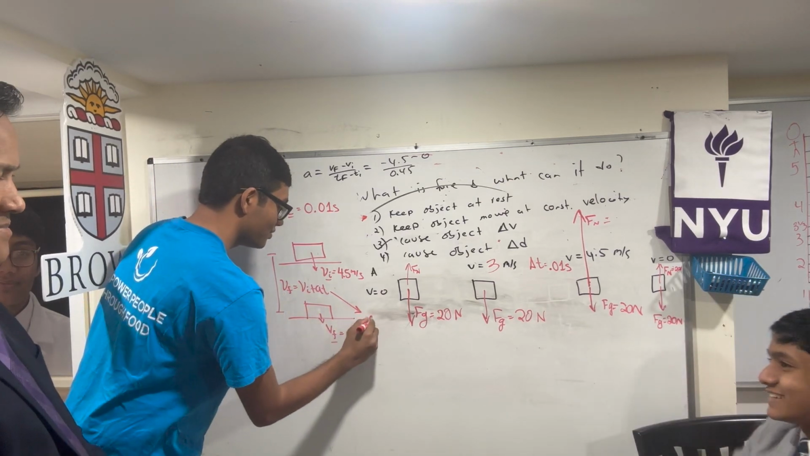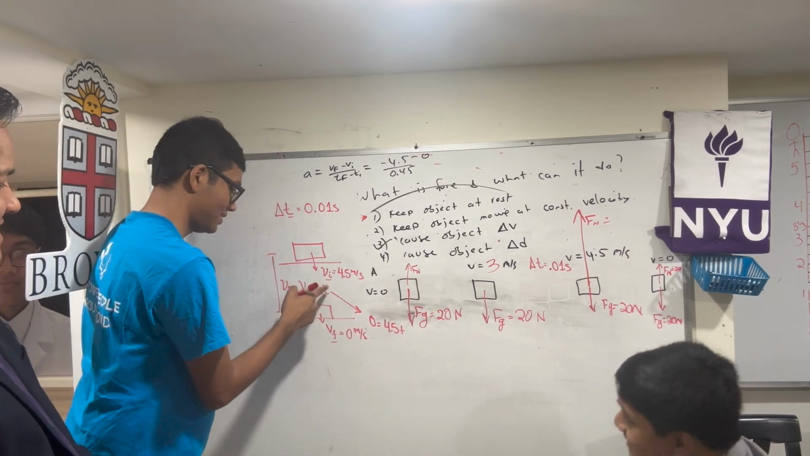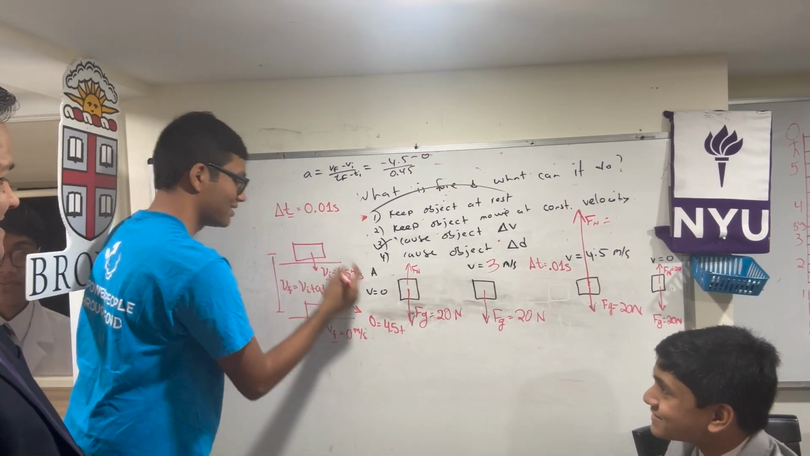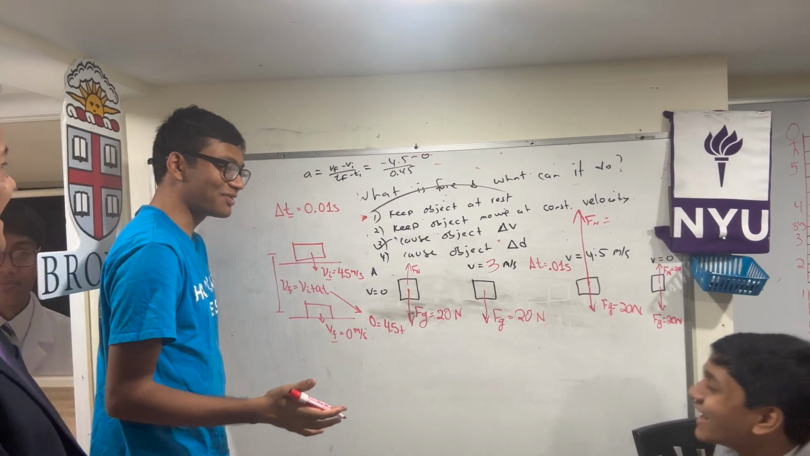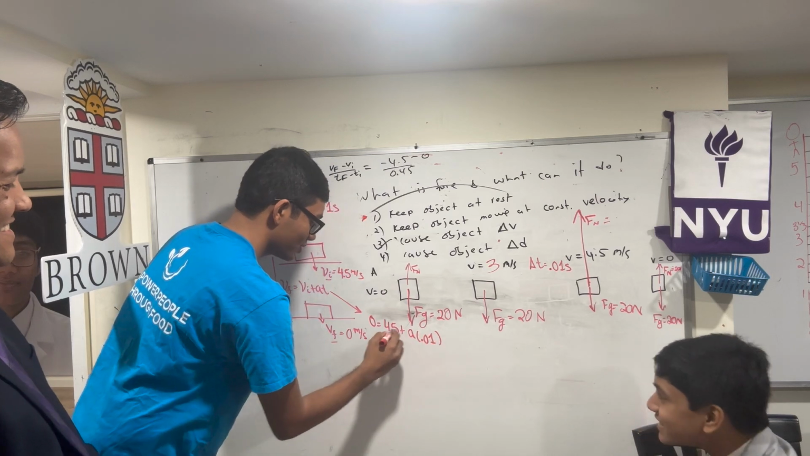So Vf is 0, Vi is 4.5 plus T. What? I forgot what I said. So okay, so now we have to do.